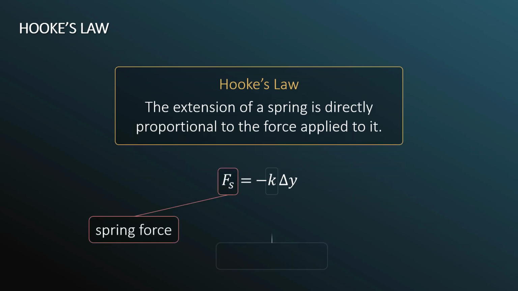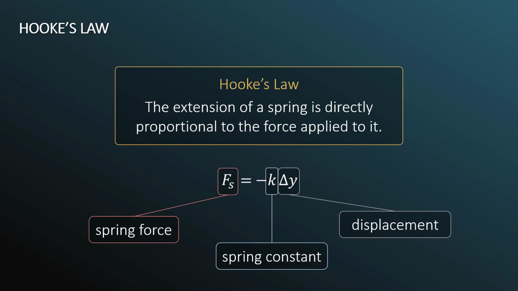Fs is our spring force. k is a spring constant which depends on the geometry of the spring, and delta y is our displacement. It could be delta x, delta y, whatever, as long as whatever symbol goes here is representing the stretch or compression of a spring. And don't get confused by the negative sign.